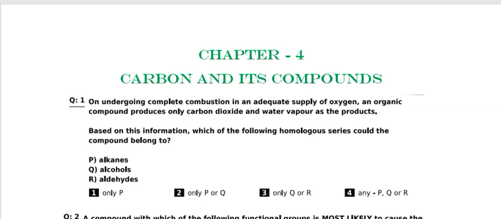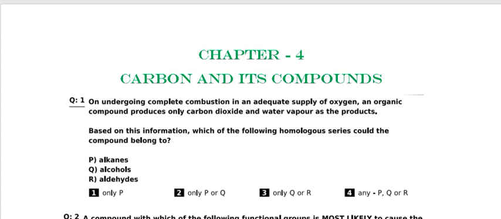In this session, we will discuss MCQs for Chapter 4, Chapter 5, and Chapter 6. So let's get started. Chapter 4, Carbon and its Compounds. First question on your screen.